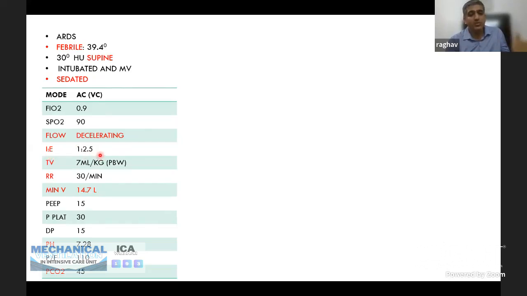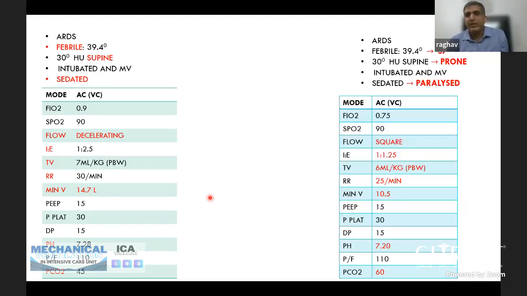The IE ratio was 1:2.5. Tidal volume was 7 ml per kg of predicted body weight. Respiratory rate was 30. Why so high a respiratory rate? Because he was having high PCO2 and acidosis on the ABG. So what things can be done in this patient which will reduce the mechanical power? I will give you what we did.